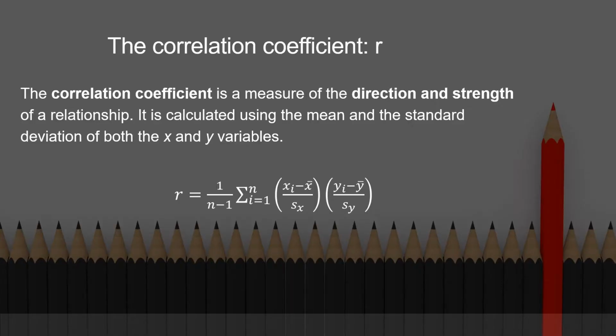The coefficient R is obtained using the formula: sum of (xi minus x bar) by sx multiplied by (yi minus y bar) by sy, and dividing by n minus 1, where x bar is the mean of x, y bar is the mean of y, sx is the standard deviation of x, sy is the standard deviation of y.